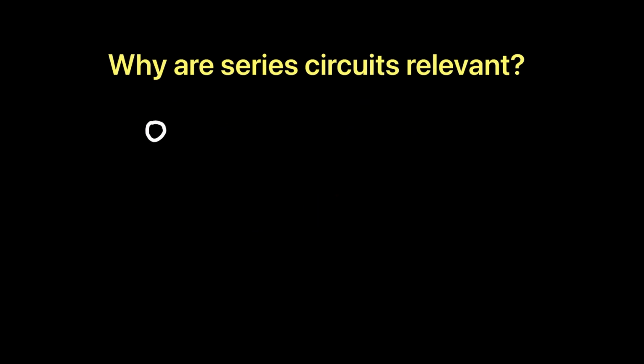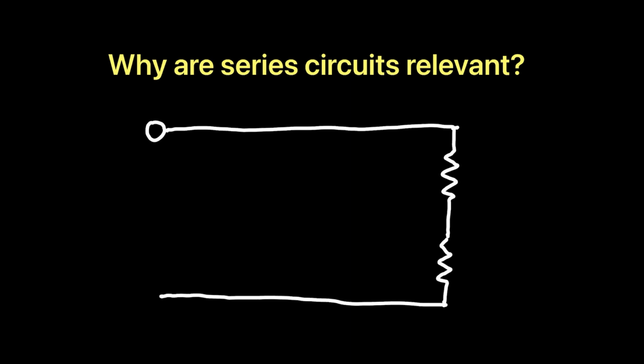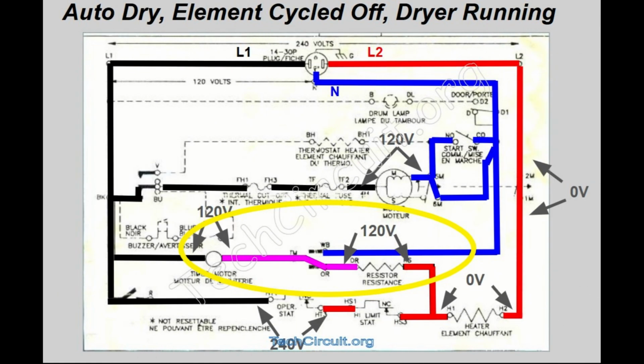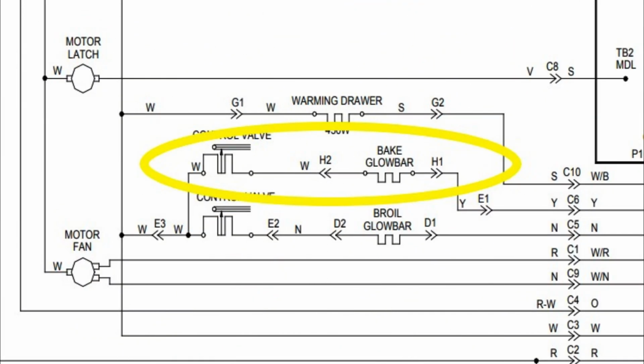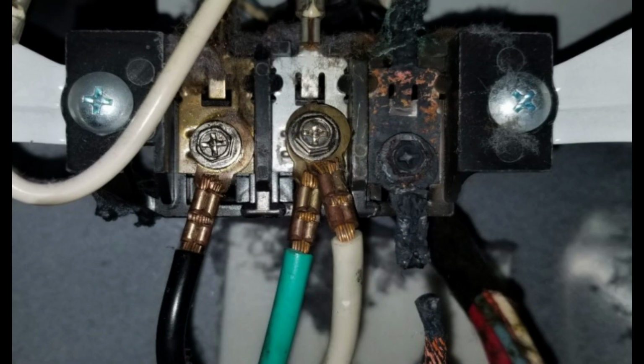What are series circuits and why are they relevant? The series circuit, which is a fundamental electrical configuration, is commonly encountered by technicians. They appear in electric dryer auto modes, gas dryer and gas range ignition systems, and most commonly by virtue of failure in high current circuits.